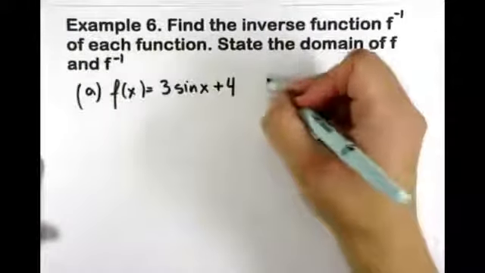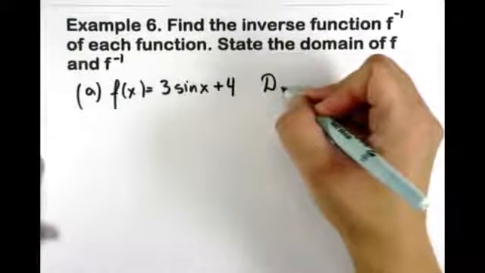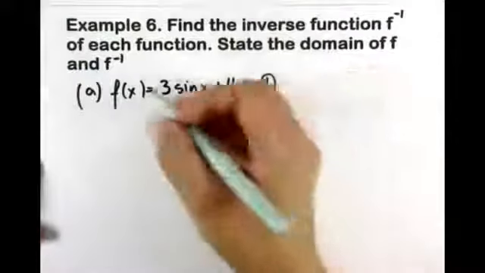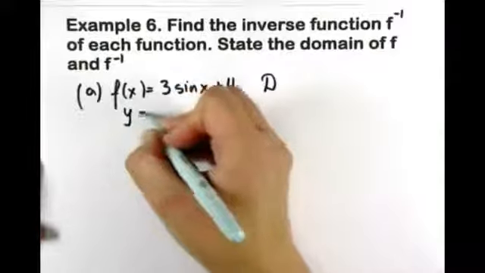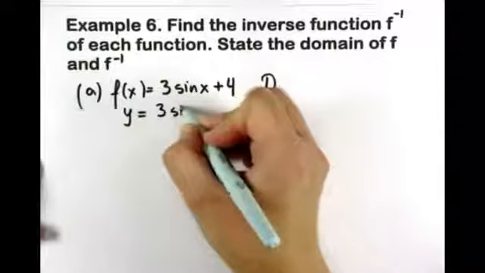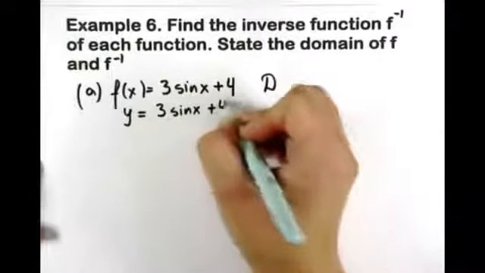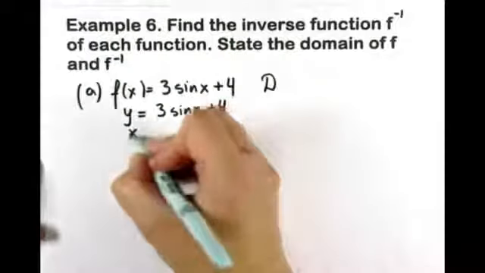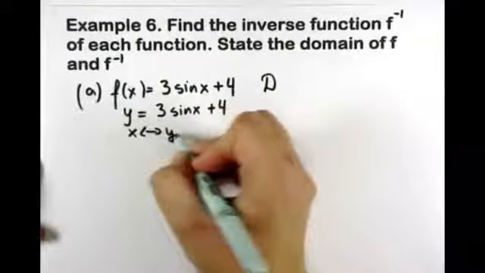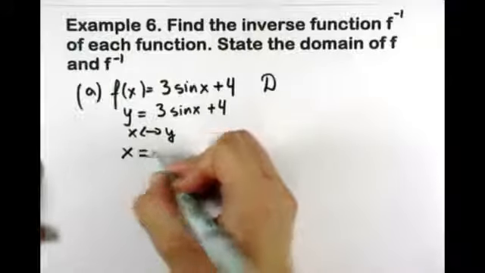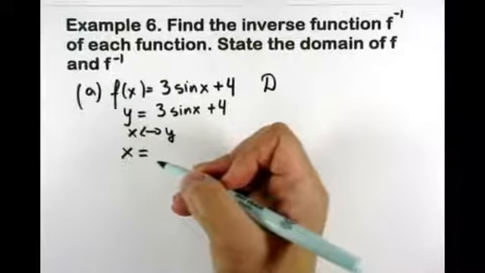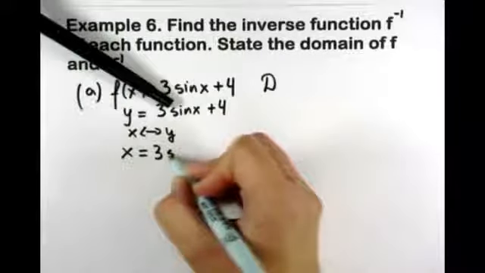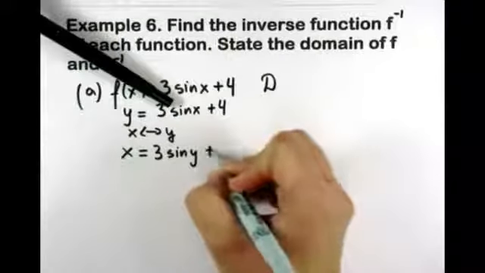So domain of this function, let's find the inverse first. So first we write y is equal to 3 sine x plus 4. Then I swap x with y's. We interchange x with y's. So I will have x is equal to 3 sine y plus 4.